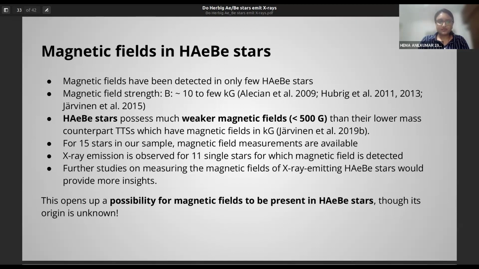Now, when we cross-match this data with our sample, we saw that 15 stars in our sample had magnetic field measurements available. And among these 15 stars, 11 stars did not possess any companions.